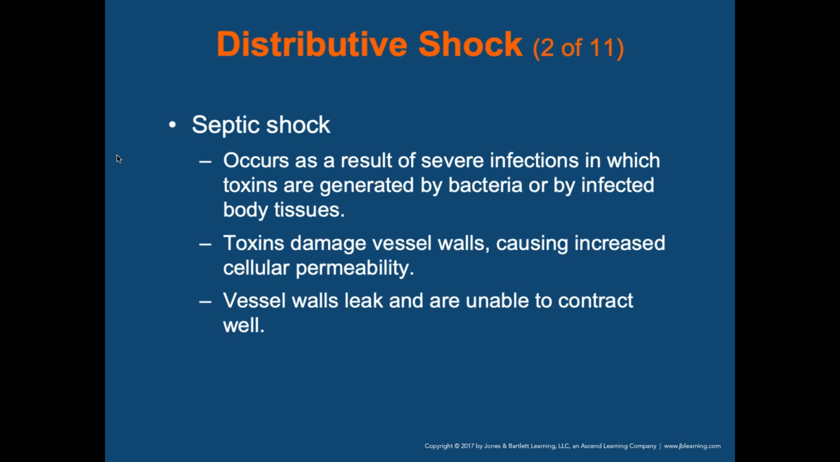Distributive shock results in widespread dilation of small arterioles and small venules, or both. The circulating blood volume pools in the expanded vascular beds, and tissue perfusion decreases. Let's get a little more into this.